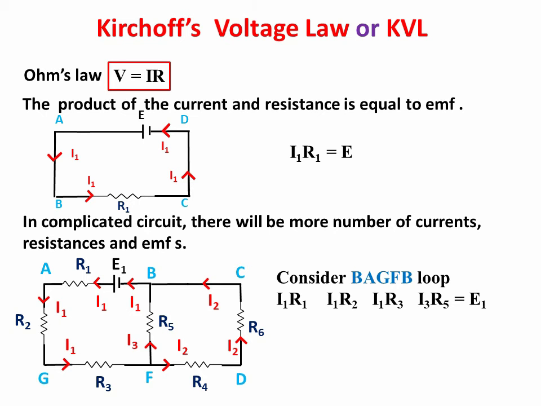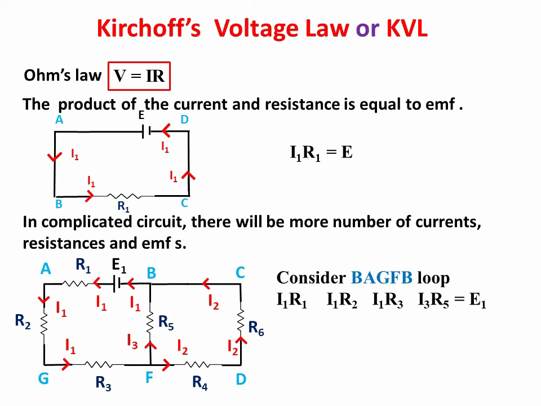Then what about the space in between I1 R1, I1 R2, I1 R3 and I3 R5? We have to put plus or minus, that is called the algebraic sign. We will see it later. Now, we just need to know how to take the product of the current and resistance. It is very, very important.